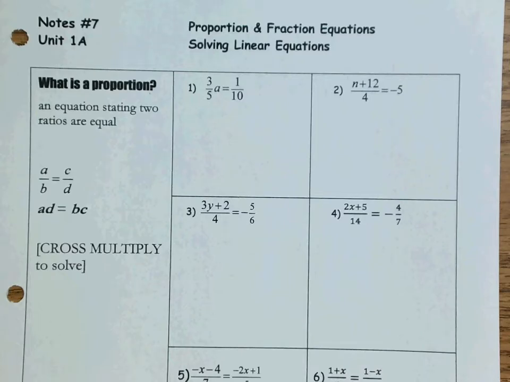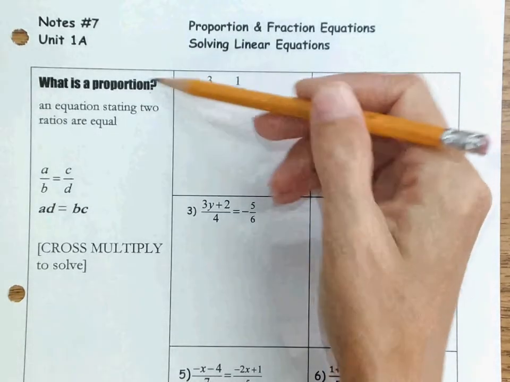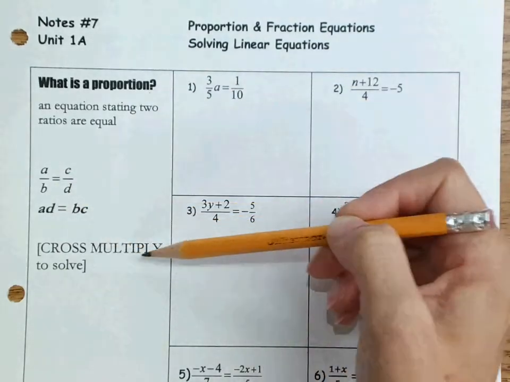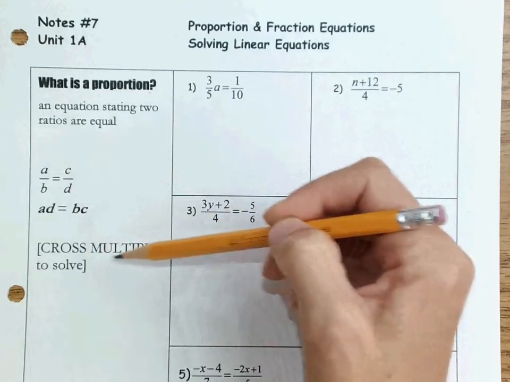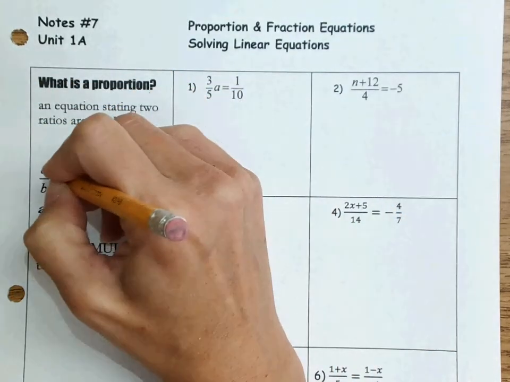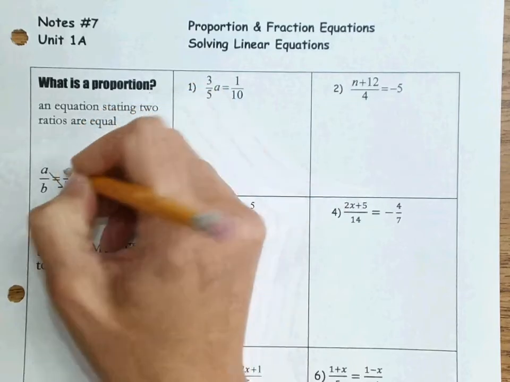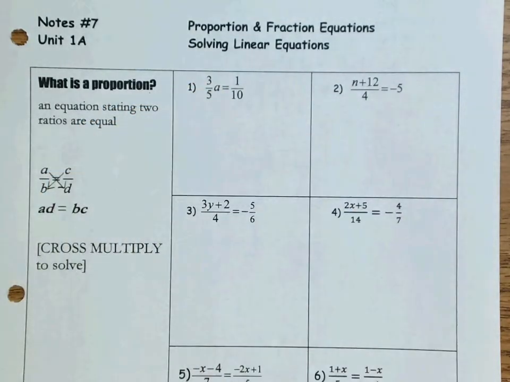All right, now let's go ahead and talk about some algebra. If you take a look at the title, it is proportion and fraction equations. Real quick, what is a proportion? It's an equation stating two ratios are equal. To solve them, we cross multiply: you go from the top across diagonally down in that direction. So A times D and then C times B.